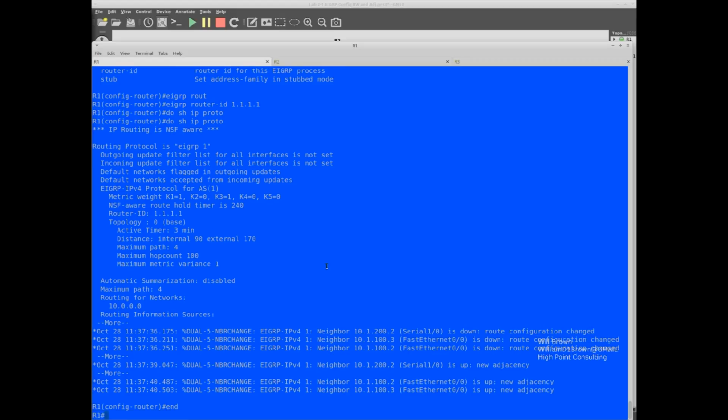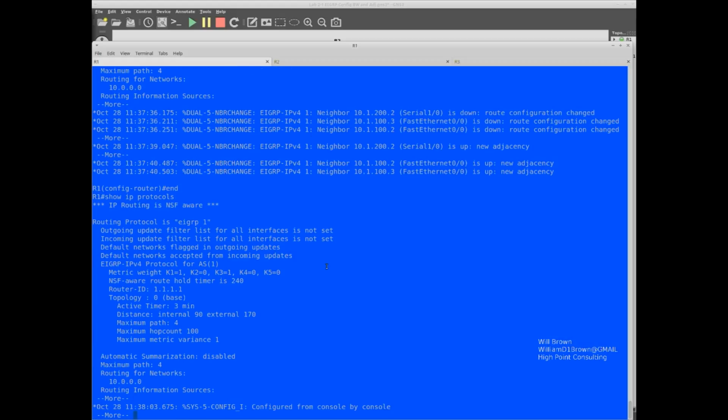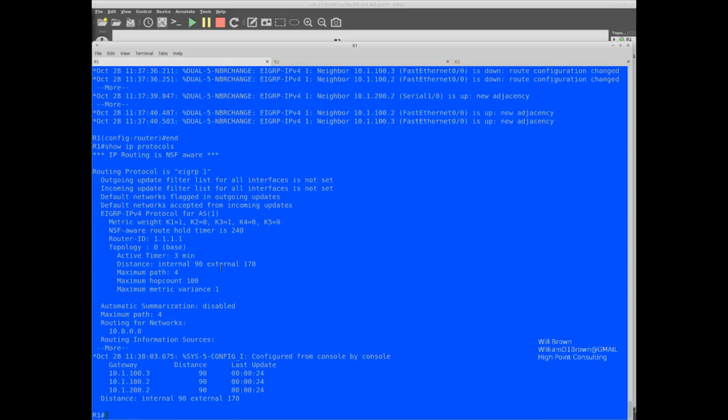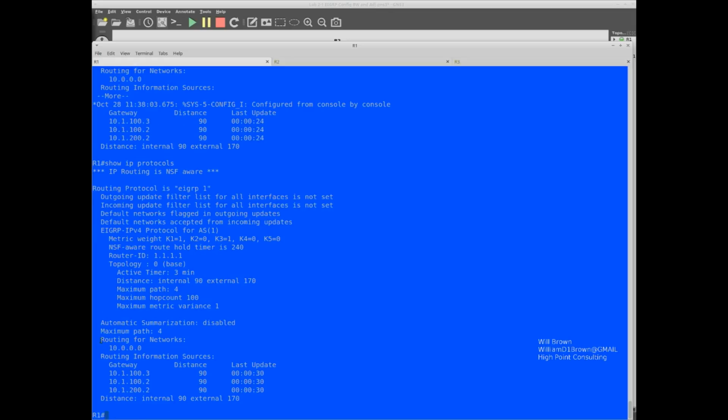So go back, show IP protocols. We've got the K values, the router ID, the networks that are routing, the networks 10.0.0.0, and our gateways and our distances. And the internal administrative distance is 90 for EIGRP, and the external is 170.